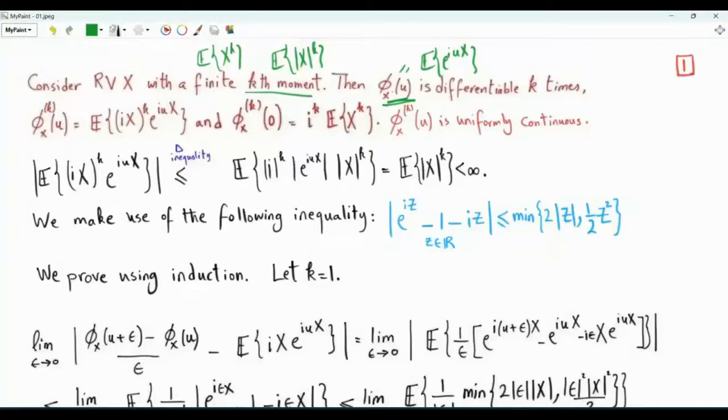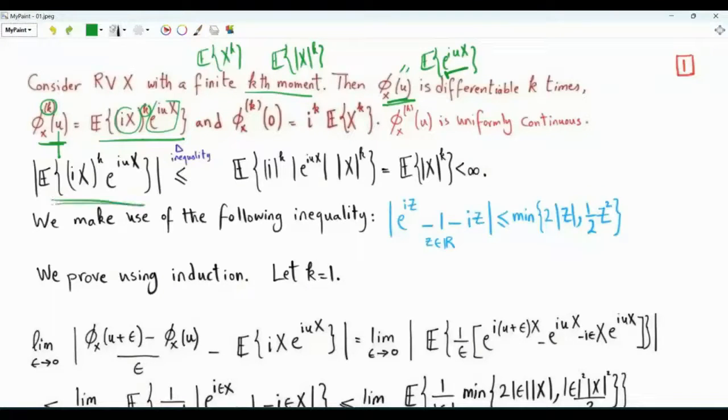to the I ux. The characteristic function can be differentiated k times, and the kth derivative is this expectation. This expectation looks as if we differentiate here what is inside the expectation with respect to u. So we get ix raised to the power k and then e to the iux. If we evaluate this kth derivative at u equals 0, this becomes 1, and we get I to the k expectation of x to the k. The kth derivative is also a uniformly continuous function.